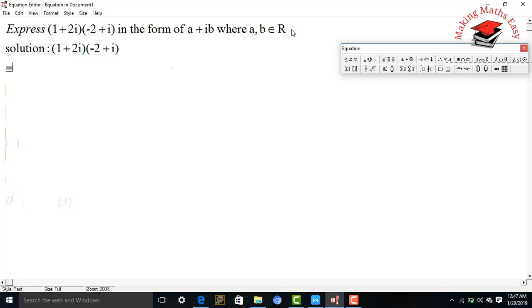First, take the minus 2 and multiply it with the whole bracket, so it becomes minus 2 into the bracket 1 plus 2i, plus i into 1 plus 2i. Multiply the i with the whole bracket too. Now it will be minus 2 minus 4i, plus i, plus 2i square.